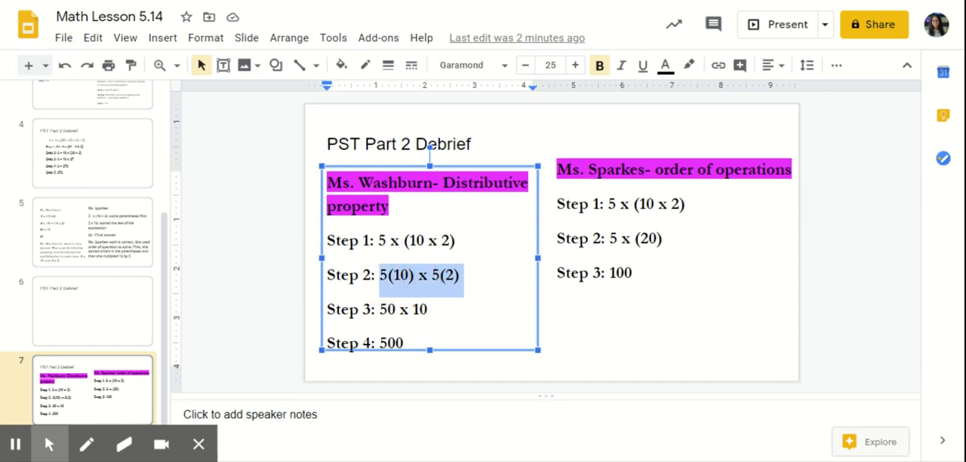From solving each of those, she got 50. 5 times 10 is 50, and 5 times 2 is 10. And then she multiplied 50 by 10, and that got her 500.